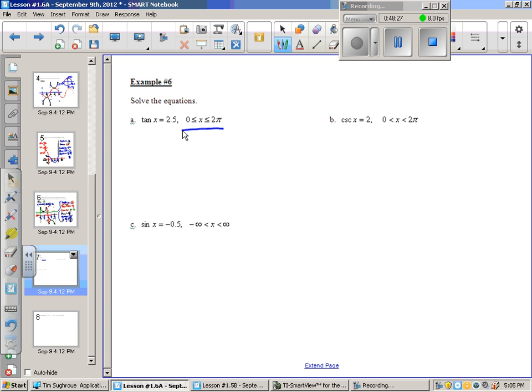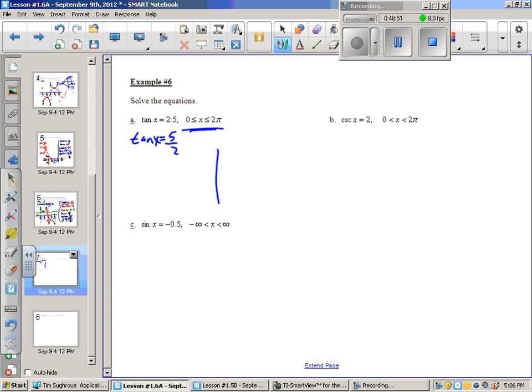Now, this is in radians, so we do not have to give our answer in degrees. We only have to give it in radians. If it wanted it in degrees, it would say between 0 degrees and 360 degrees. It doesn't say that. So, when looking at this, if I'm going to draw a picture, the tangent of x equals 5/2 is the best way to look at this.